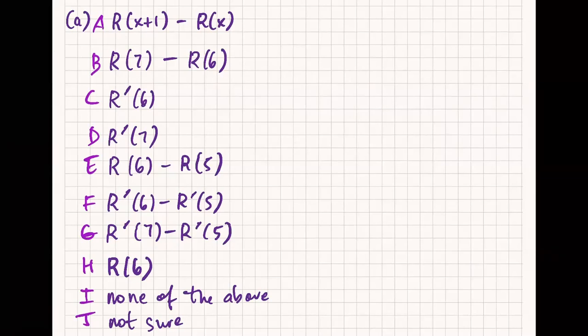So give me a second to just write down the poll. What is the revenue from the 6th unit? A, B, C, D, E, F, G. Oops. Okay.